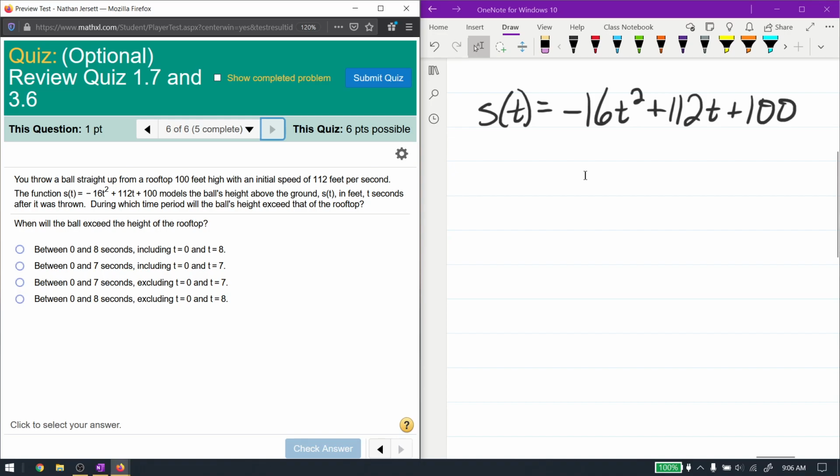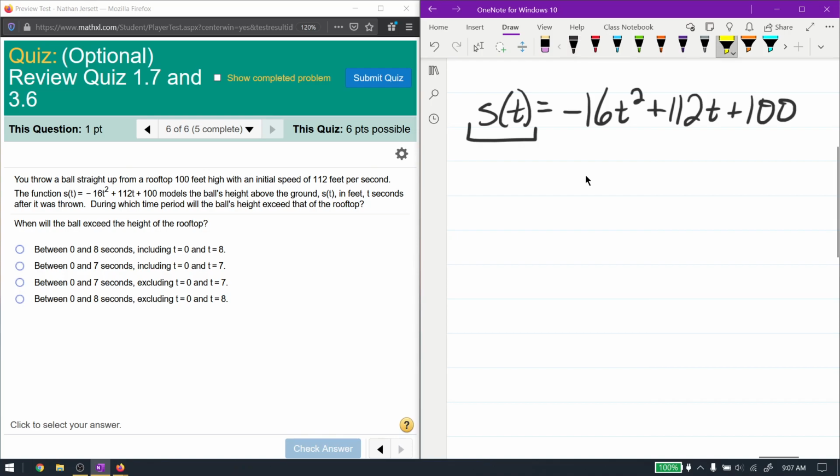Going to be this word problem here. We have a ball that's thrown straight up from a rooftop at 100 feet with initial speed of 112 feet per second, and this function, we'll talk about functions more in a later video, but this is just a formula for finding the ball's height. This is the ball's height, s of t, and t, the variable t, is time after it was thrown. And it's asking during which time will the ball's height exceed that of the rooftop.